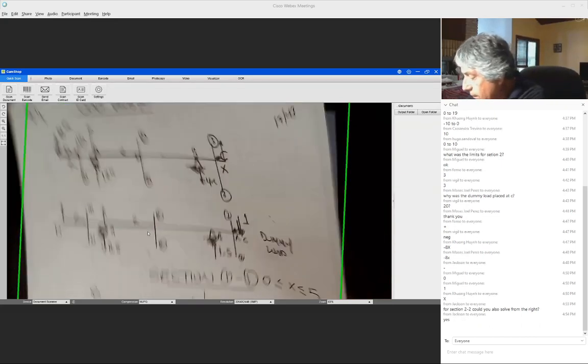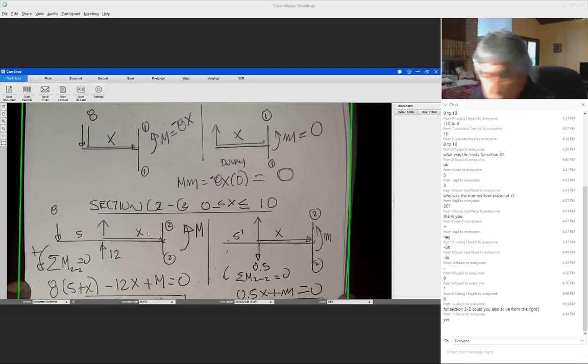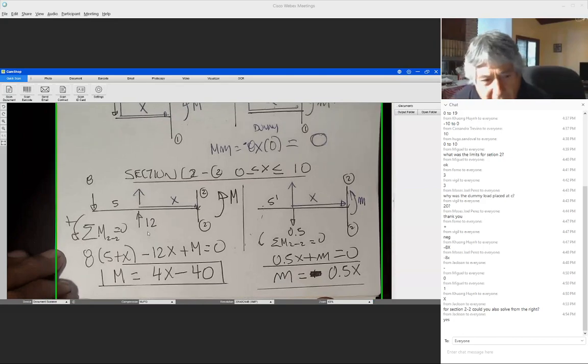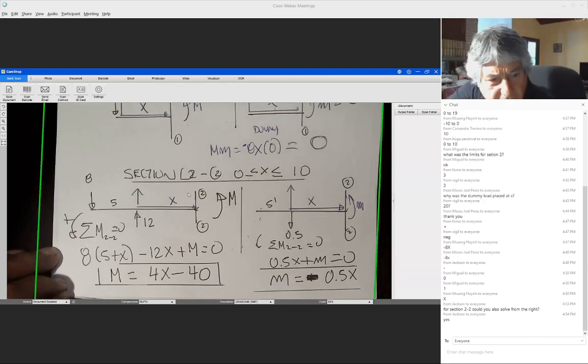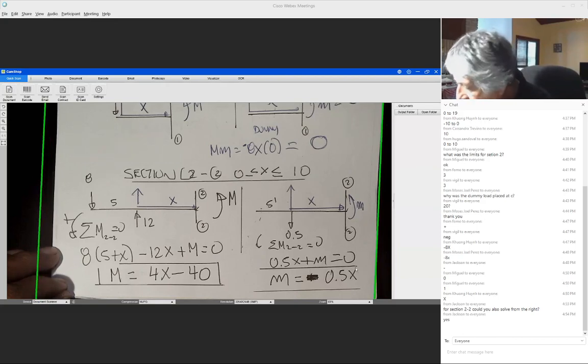So, section 2, one more time, I want to emphasize that we had to use everything to the left for the section: the 8, the 5, the 12, everything to the left of the section. This gave me a moment of 4x minus 40. For the dummy load, we have 0.5x plus m, giving me a minus 0.5x.